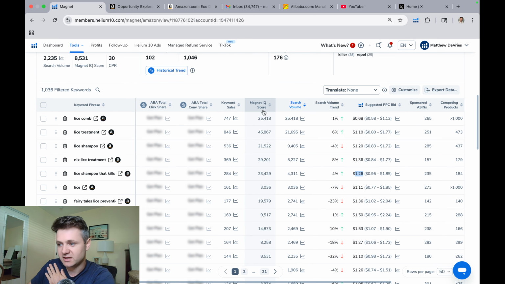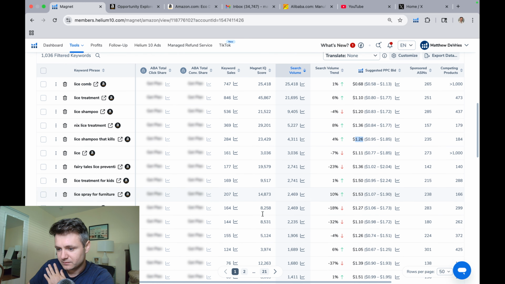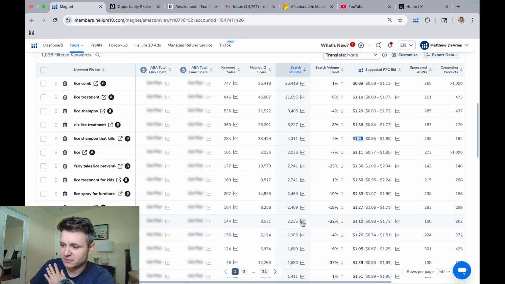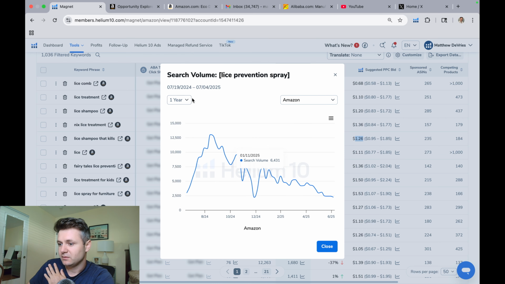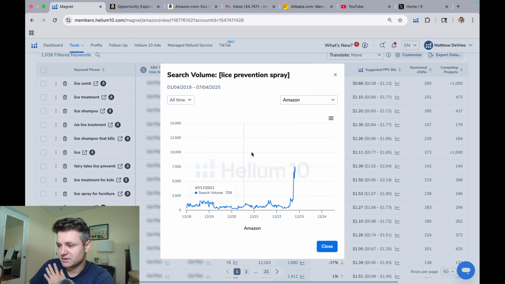It's really just a keyword data center, right? You get a lot of data based on search volume trend, this or that. What's also cool is I can see the best time to launch a product with Magnet. So, okay, for lice prevention spray, right? We can see the best times of the year to sell it. As we could see, when school starts or even over summer, there's a big demand. So right here, as you can see, school's starting, right? So there's very strong demand when school starts.